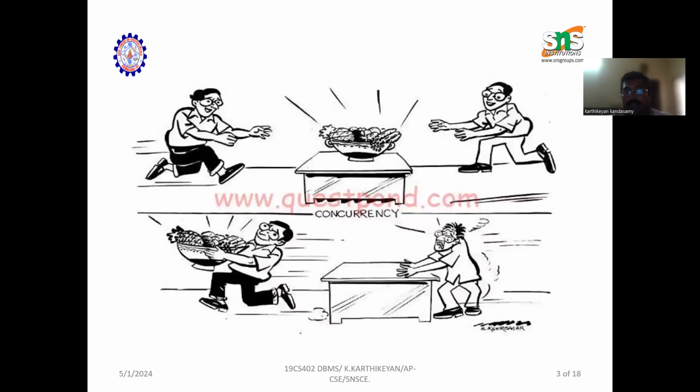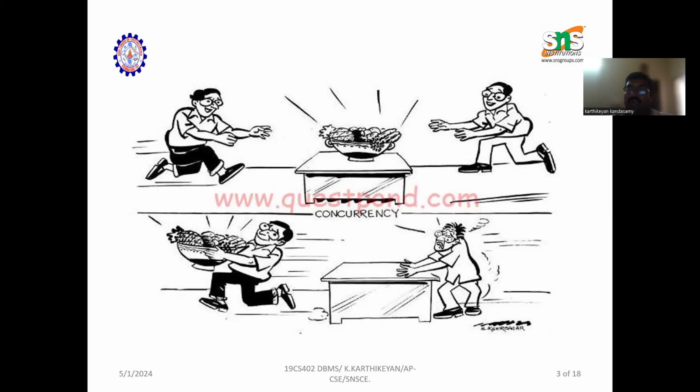So, a bowl is available on the table, with a bunch of fruits in it. We have two persons. Which person comes first takes the bunch of fruits first. If any one of you takes it, there is no problem. But if two persons try to take the same bunch of fruits at the same time, a conflict, or concurrency control issue, can occur.